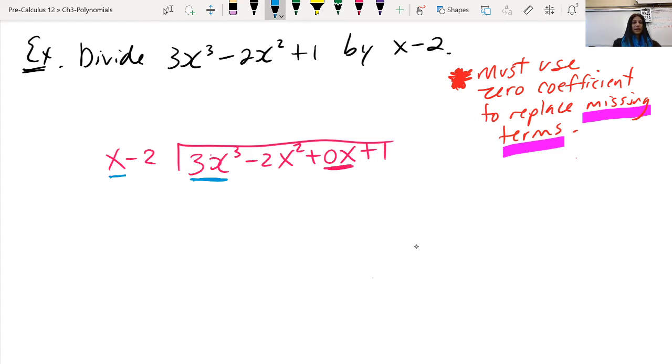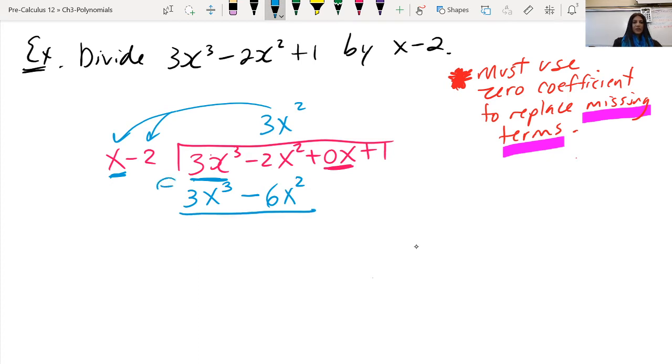3x cubed divided by x would give us 3x squared. I then multiply it out by this and this. So I get 3x cubed minus 6x squared. And I know that when I go from top to bottom, I subtract. When I do that, I get 4x squared because I'm doing minus 6x squared here, so that makes sense. And I don't really need this, but I'm going to put it there just so we can keep track of things.